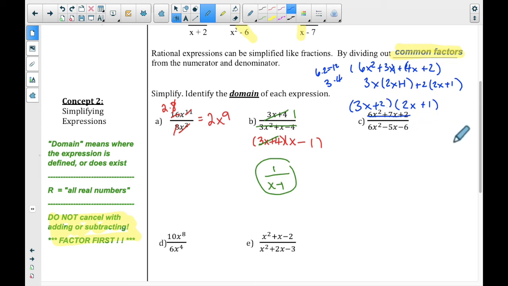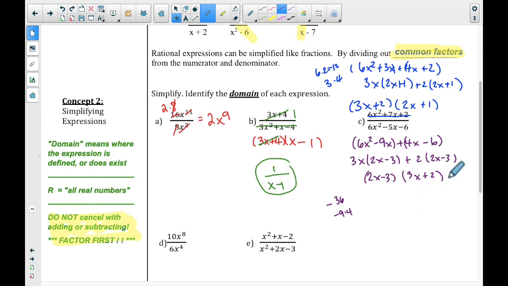Okay, so now the question is, do either one of those go into this one? We might have to do AC again. I'm just going to go ahead and do AC method. So AC method again says, I'm going to come over here. All right, I did AC method real quick and I got this. So I'm going to cross this one out. And what I really have now is 2x minus 3 and 3x plus 2.